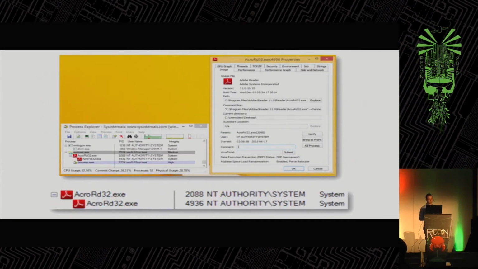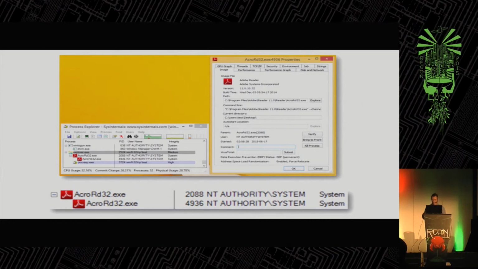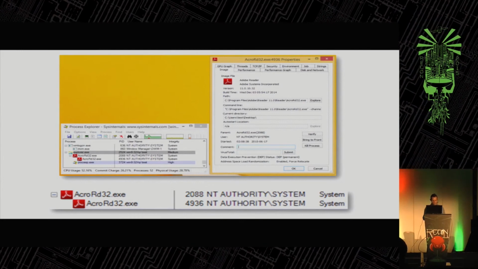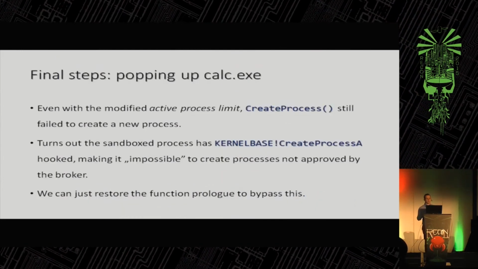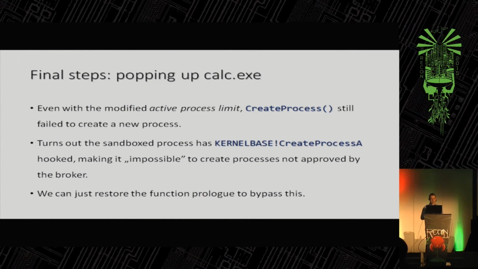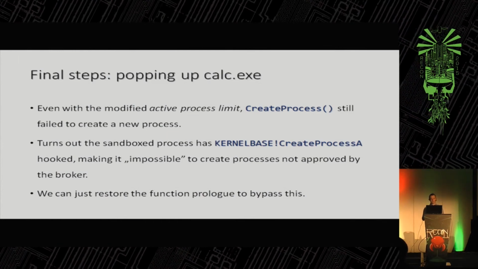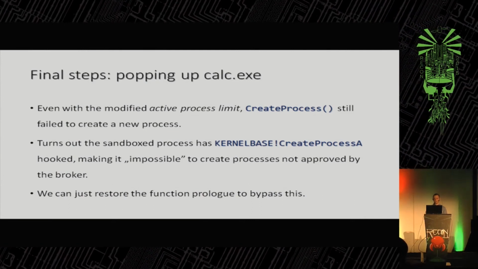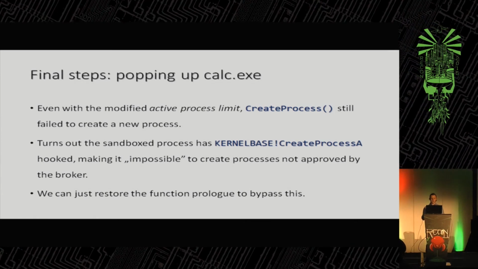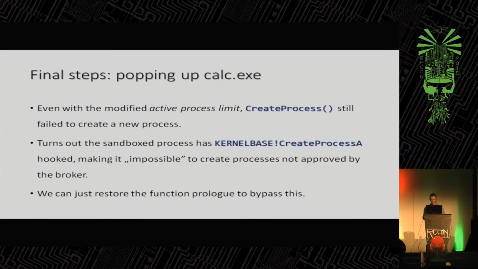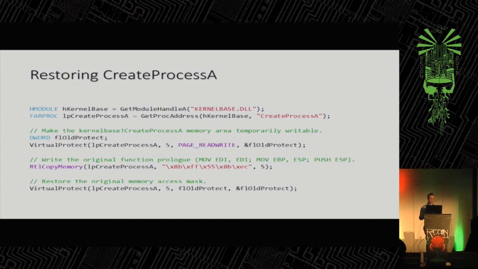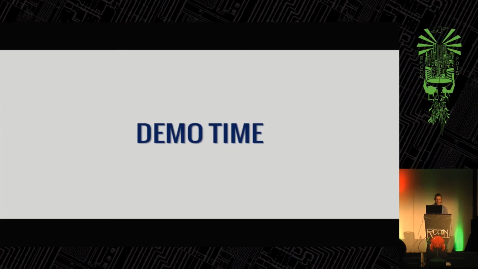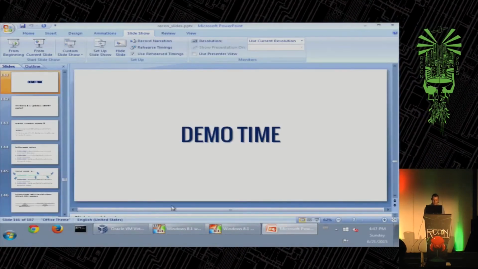So we can see that it worked as well. We can see that the payload, once executed, actually elevated the privileges of the two processes of Adobe Reader. And the final step would be just to pop up a calculator using CreateProcess. But after several minutes of trying to make this happen, I realized that Adobe Reader hooks the kernel-based CreateProcess function, so we just have to restore it to make it work. And this is very simple. We just put the original 5-byte function prolog inside of the memory. So I have a live demo that I would like to show you.